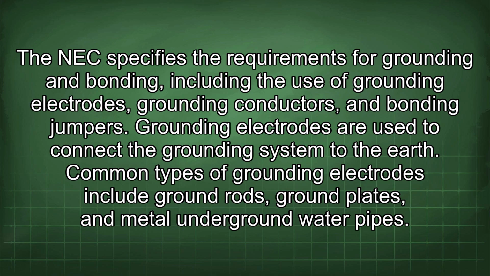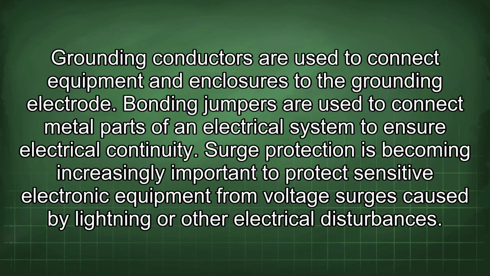Grounding electrodes are used to connect the grounding system to the earth. Common types of grounding electrodes include ground rods, ground plates, and metal underground water pipes. Grounding conductors are used to connect equipment and enclosures to the grounding electrode. Bonding jumpers are used to connect metal parts of an electrical system to ensure electrical continuity.